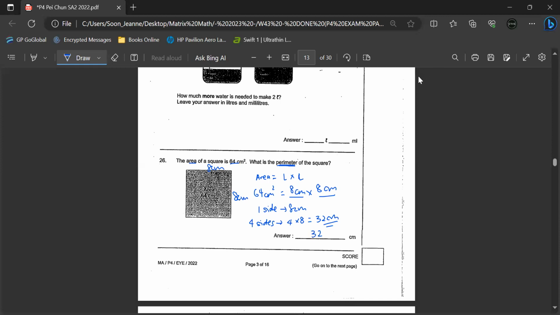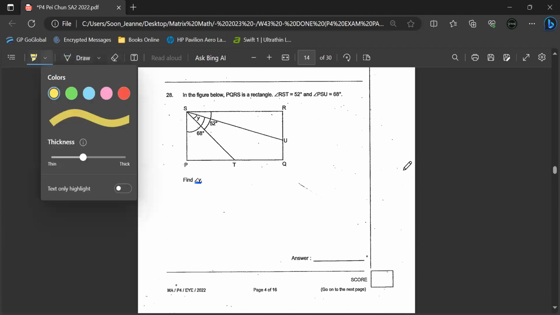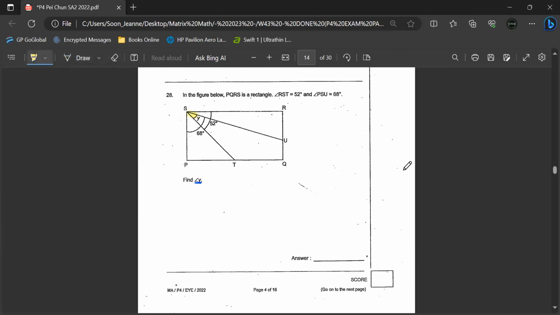Okay. I'm going to question 28. The figure below, PQRS is a rectangle, angle RST is 52 degrees, and PSU is 68. So I want to find angle Y. This is what they ask you. Angle Y is this one. If you cannot see, I'm going to highlight angle Y here. Angle Y is this little one.